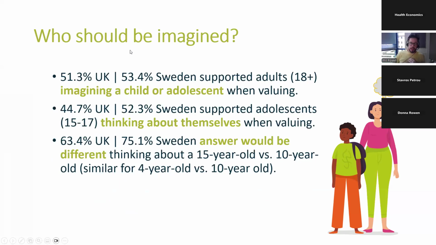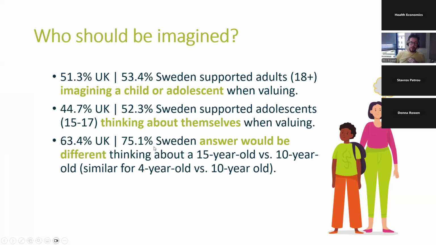In terms of who should be imagined, the results were a little less clear for this issue, but it is slightly more complicated than just who should complete the tasks. There was a majority that thought adults should imagine a child or adolescent when they completed health state valuation. A majority in Sweden, and the modal response but not quite a majority in the UK, thought that adolescents should think about themselves when they value child health.